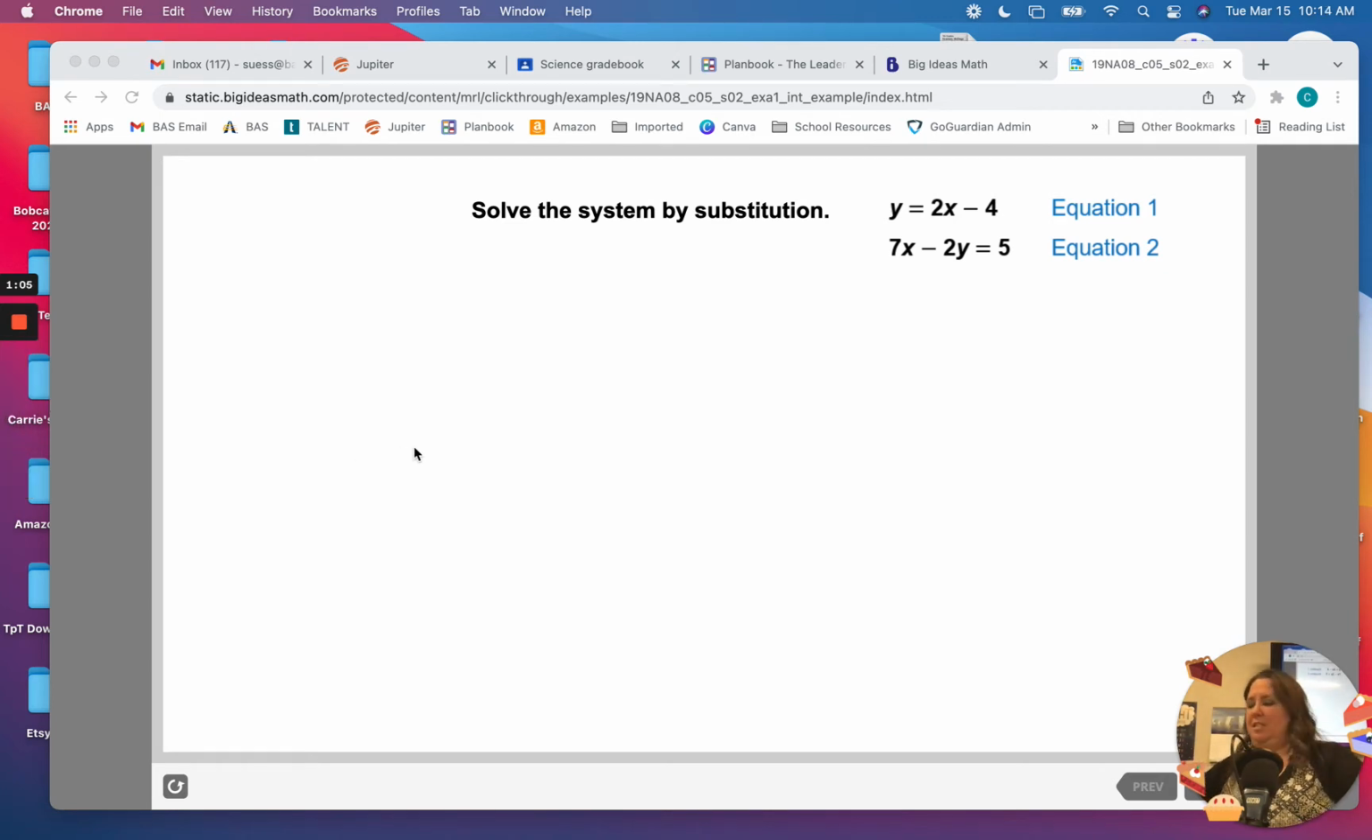So, solve the system by substitution. You see you have two equations. This makes up a system. Don't get scared by the word system. You can see the first equation is solved for y already. So this is in what form? y equals mx plus b. Yes, also called slope-intercept. Just for future.